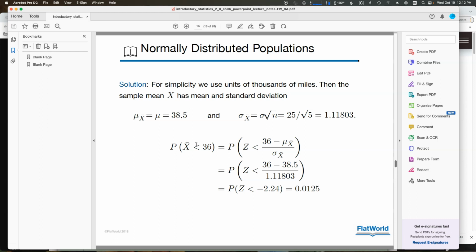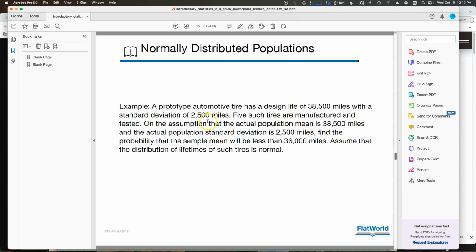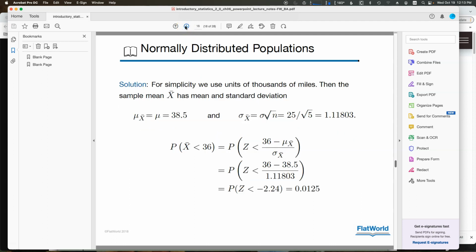Essentially, we want to take our standard deviation of 2,500 miles. They mean hundreds of miles, not thousands of miles. I don't know why they say it like that, because this would be 2,500 miles. Essentially, we take our population standard deviation of 2,500 divided by the square root of the sample size of 5, and we get 1.1.